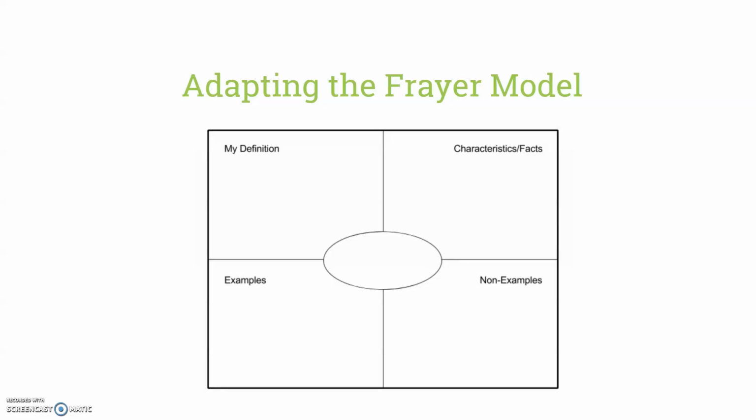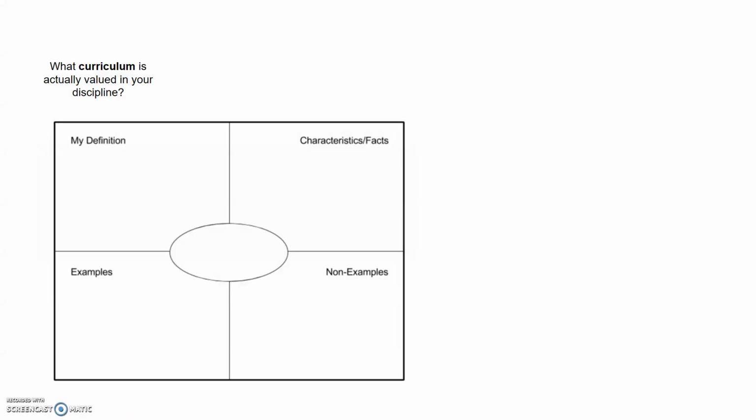So how could we adapt something like the Frayer model? This common strategy is used to teach vocabulary, in which students write a word or term in the center, they paraphrase a definition, give specific facts about it, and provide their own examples or non-examples, either in words or by drawing a picture. This is a research-based best practice, and it does improve students' overall vocabulary comprehension. However, does it match what is valued in your discipline?